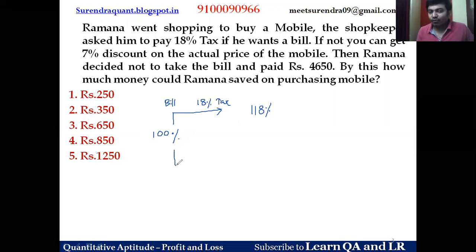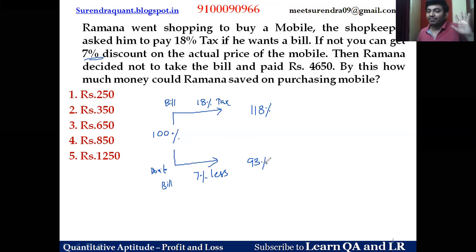But if he doesn't want the bill, apart from skipping the tax, he can get a 7% discount also. So 7% less he will pay. That means 100 minus 7, only 93% he has to pay. So if he wants a bill, he has to pay 118%. If he doesn't want the bill, he can get a 7% discount and pay 93% of the cost of the mobile. Okay, now let us understand the situation here.